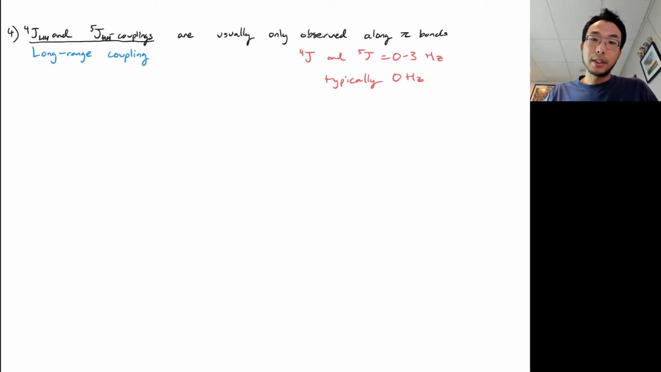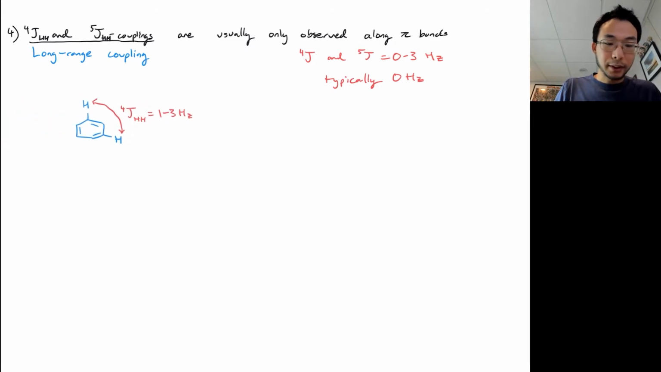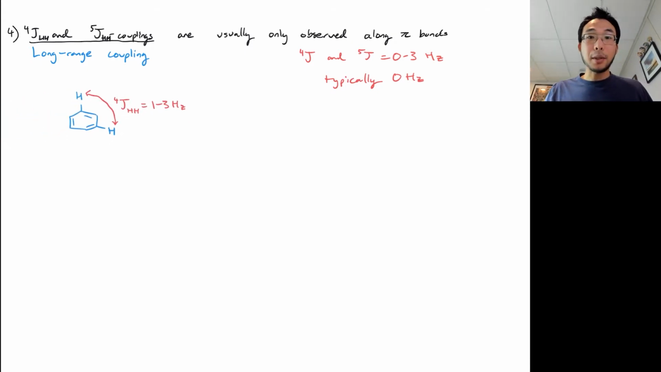So usually what we see is that this coupling, which we'll call long-range coupling, is only observed when there are pi bonds along the path between the two nuclei. In general, these 4J and 5J values will be very small, 0 to 3 Hertz, and typically just 0 Hertz. In other words, we just don't see any coupling at all. Those energy levels aren't affected. There are situations, of course, where we do see them. That's why we need to talk about them.